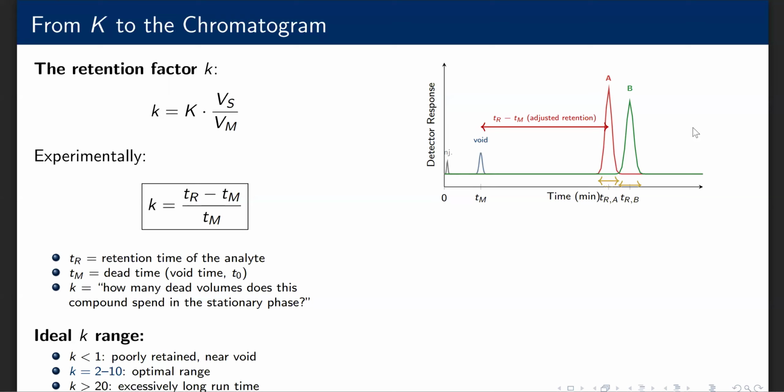The ideal k range is somewhere between 2 and 10. Below 2, compounds elute too close to the void and separation is poor. Above 10 or 20, and you're waiting unnecessarily long. You'll notice that I have marked the base widths WA and WB with gold brackets. We will need those shortly for resolution and plate count calculations.